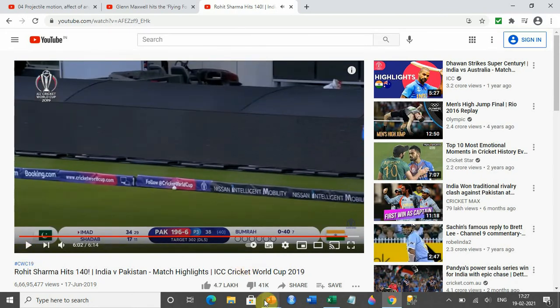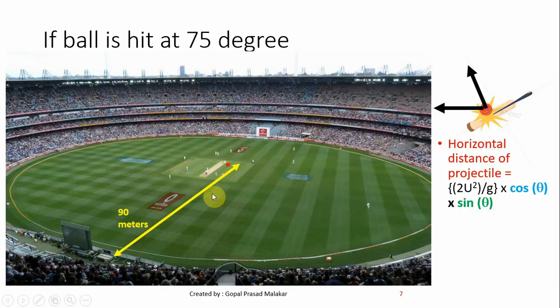So to recap, when you are hitting at 75 degree, the flight time is higher, and the range is the same as in the 15 degree case, but then the players will get more time to come under the ball. I hope you found it interesting.